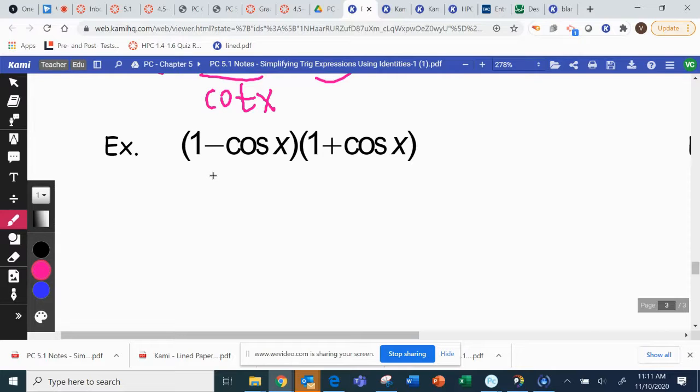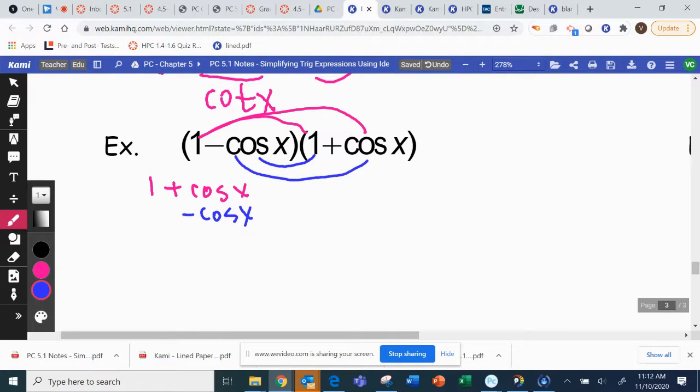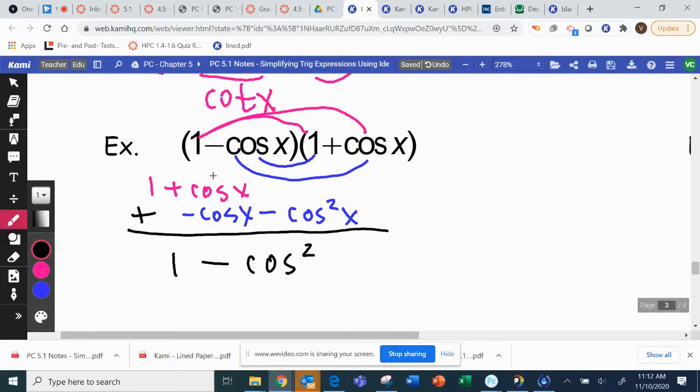So I'm going to multiply 1 times 1, which is 1. 1 times cosine x, which is plus cosine x. I'm going to multiply negative cosine x times 1, which is minus cosine x. Multiply negative cosine x times positive cosine x, which is minus cosine squared x. Combine like terms, and I get 1 minus cosine squared x.